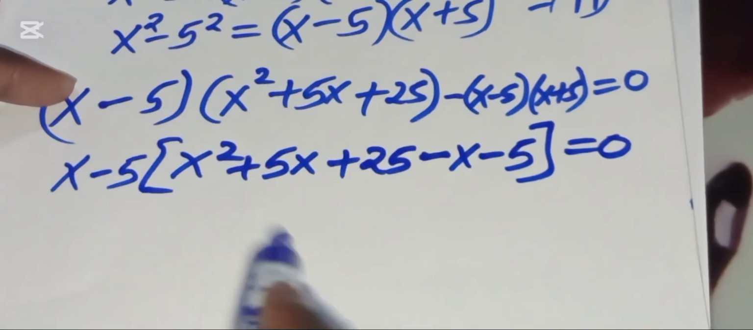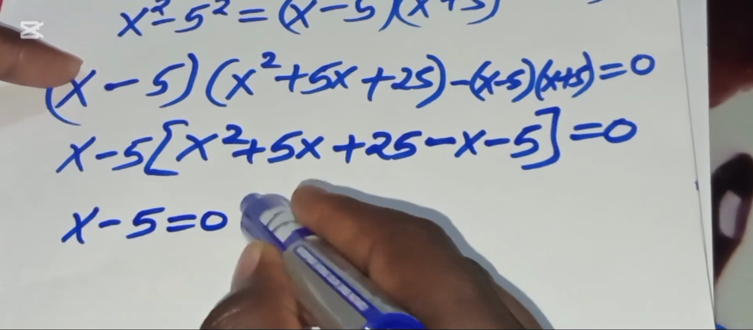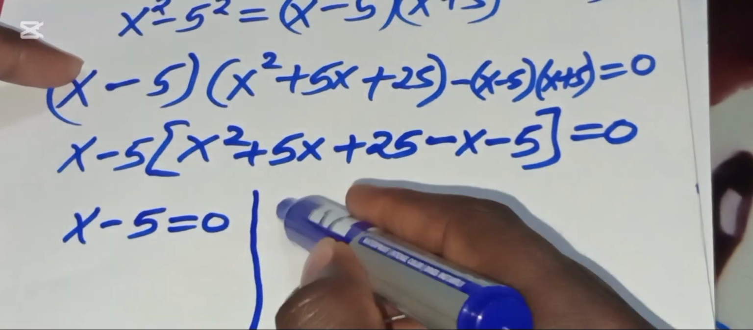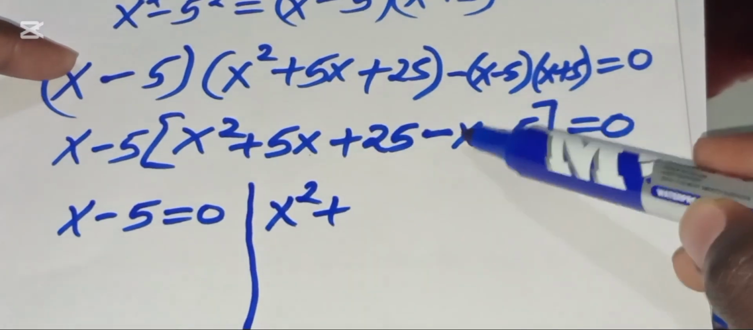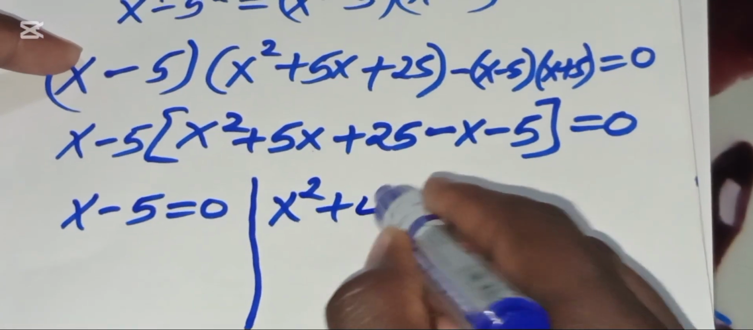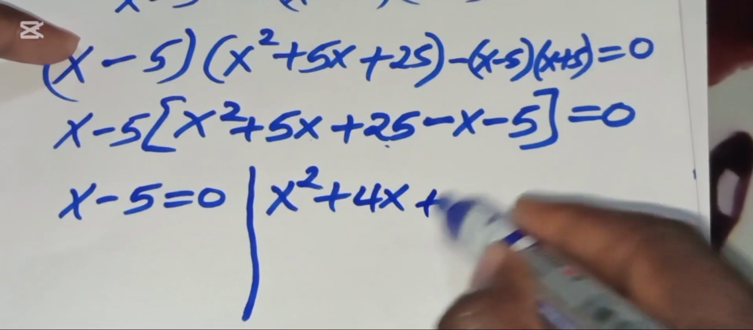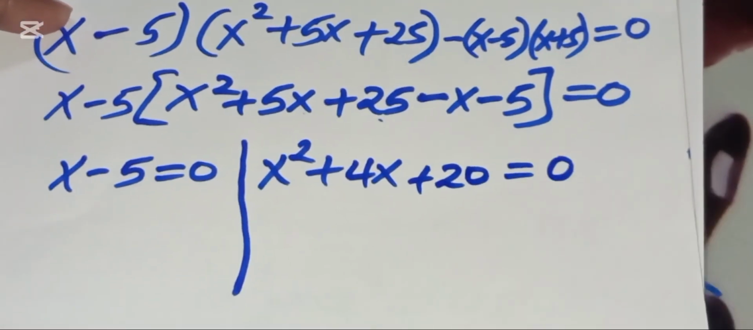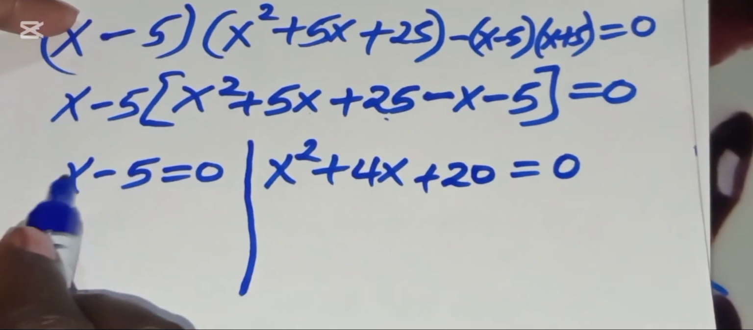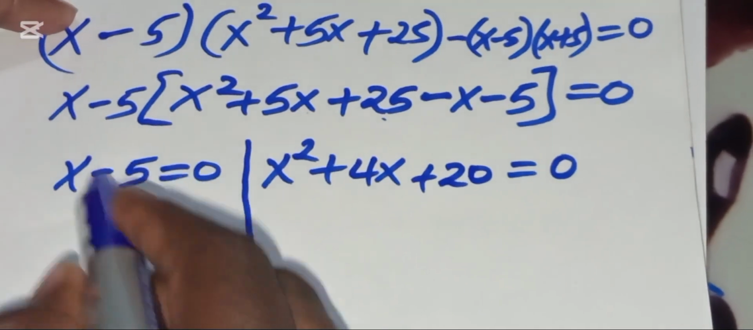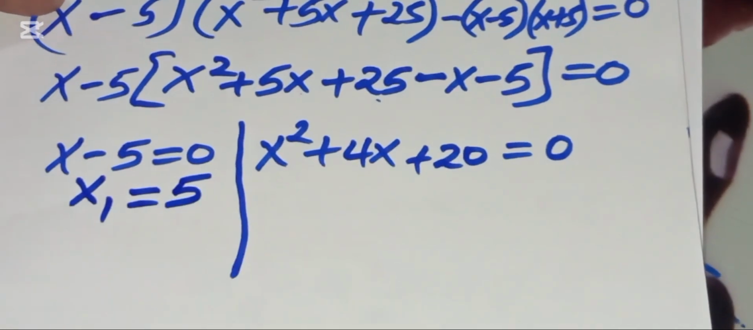Now that means that we have two parts here. The first part is x minus 5. This is equal to 0. And the second part we have x squared plus, now this is 5x minus x. This is plus 4x. Now we have 25 minus 5. This is plus 20. This is equal to 0. Now the second part is actually a quadratic equation. Now the first part we have x minus 5 is equal to 0. So that means that the first value of x is equal to 5, okay?